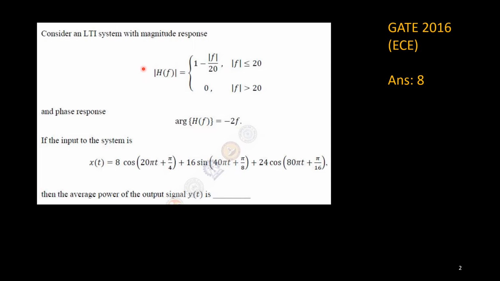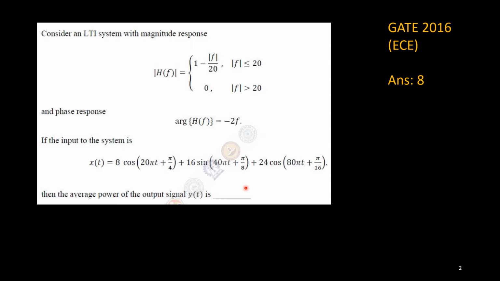So this LTI system's magnitude response is given. This is the magnitude response, and its phase response is also given here. And you see the signal x(t) is a linear combination of sinusoidal signals. This is one cos signal, one sine signal, again one cos signal, and they are combined with some magnitudes.